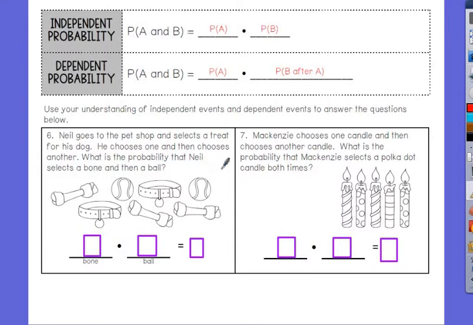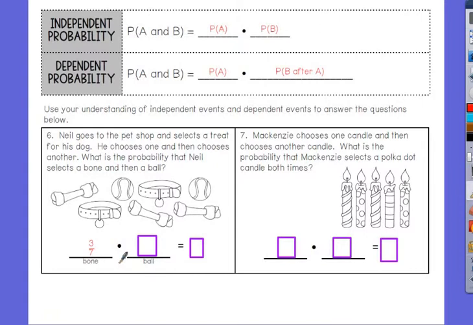Case 6. Neil goes to the pet shop and selects a treat for his dog. He chooses one and then chooses another. What is the probability that Neil selects a bone and then a ball? So I start off the same. Well, what is the probability of a bone? 3 out of 7. That's the same.